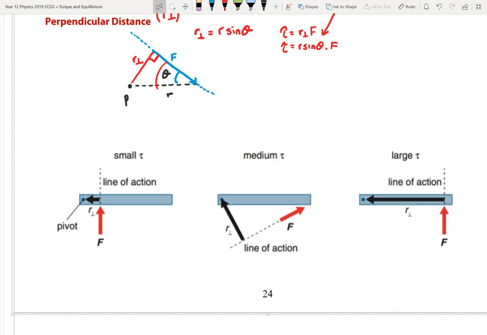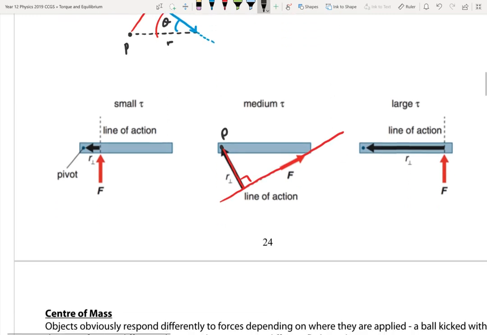So I don't want to pull the door away from the hinge, nor do I want to push it towards the hinge. I want to push it around the pivot. Here is where, if you wanted to determine R perp, you would extend your line of action, you would extend your force until you found the perpendicular distance to the pivot point, okay? So, we will look at some examples as we get through the course.